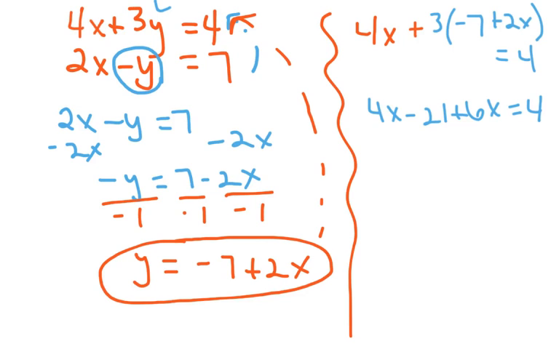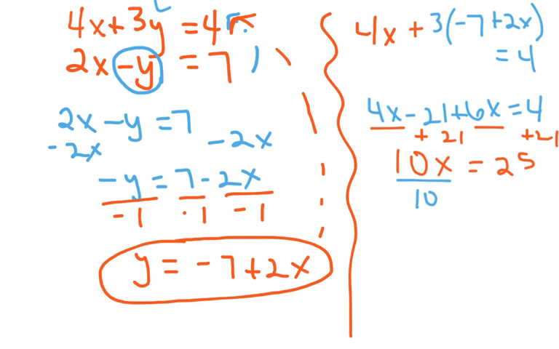What are some like terms? So I have a 4x and a 6x. 10x. I can also add 21 to both sides. So I have 10x is equal to 25. Last step. Divide by 10. x is equal to 25 tenths, or we know that can be reduced by dividing top and bottom by 5. So we get x is 5/2.